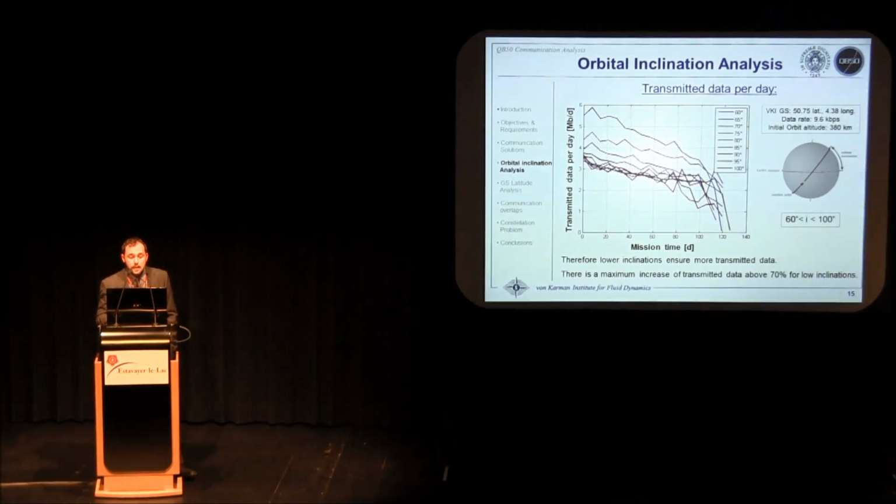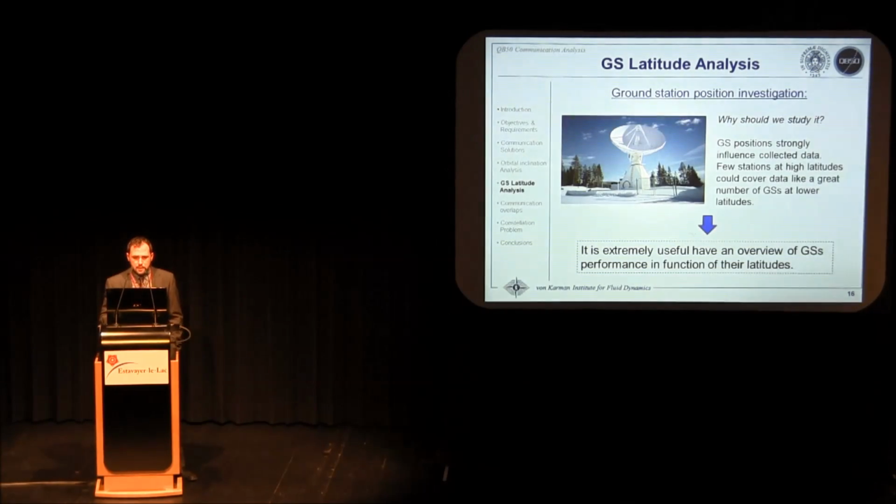Okay, as we can see, lower inclination ensures more transmitted data, and they can reach more than 70% of data transmitted for low inclination with respect to the higher. Another important investigation was on the ground station position. If we change the position of our ground station, the accumulated data change deeply.